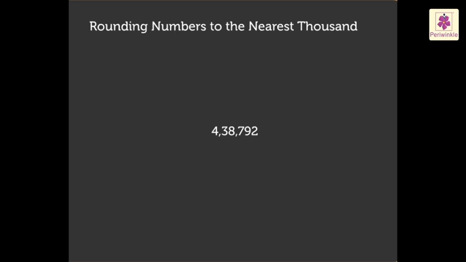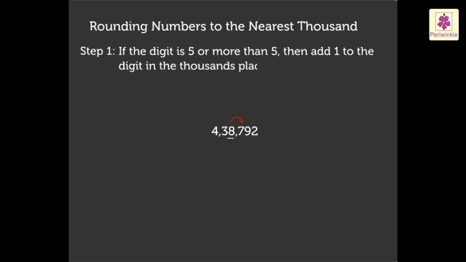To round this number to the nearest thousand, we need to follow two simple steps. Step 1. Look at the digit to the right of the thousands place. If this digit is 5 or more than 5, then add 1 to the digit in the thousands place. Here, the digit is 7, which we know is greater than 5. Therefore, 8 changes to 9.